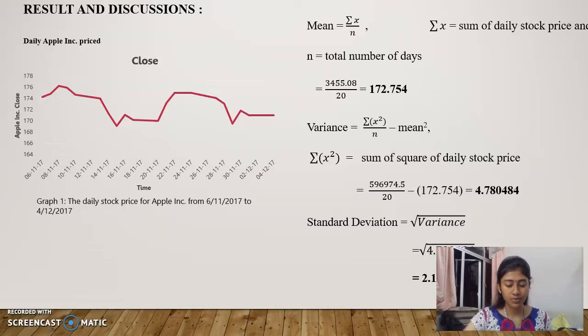So from graph 1, we can see the stock prices are plotted from left to right across the x-axis, with the most recent point being the furthest to the right. And this graph shows that the price fluctuates across time. Since the variance and standard deviation are low, the stock price has low volatility.